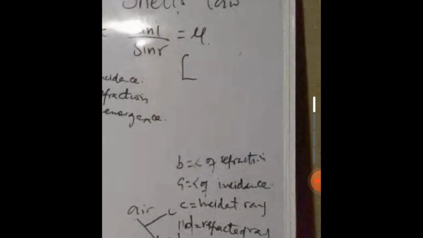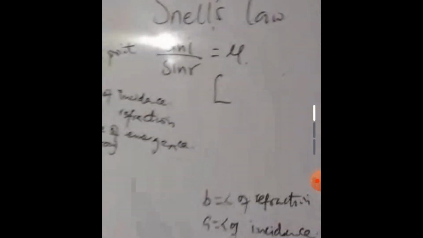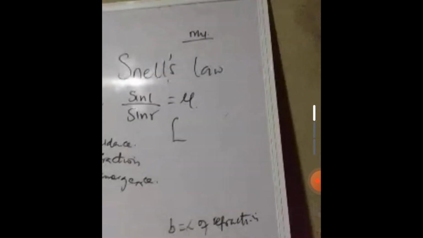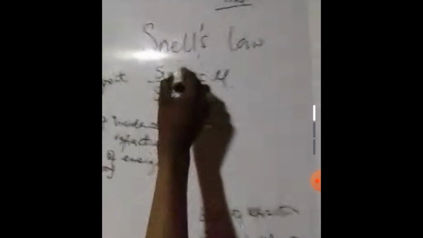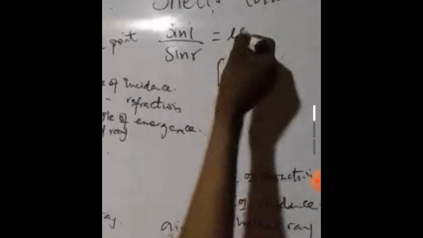The constant is, is it U or N? It's not U, it's not N. It's a Greek alphabet. We call it mu, M-U, like delta, alpha, omega, theta, phi. So I is the angle of incidence, R is the angle of refraction. So what is mu? Mu is known as what?